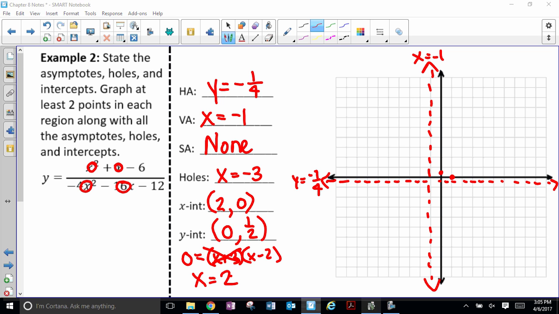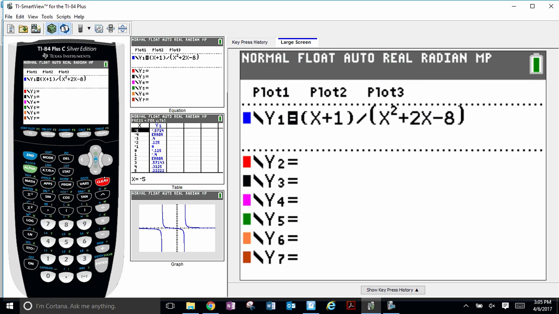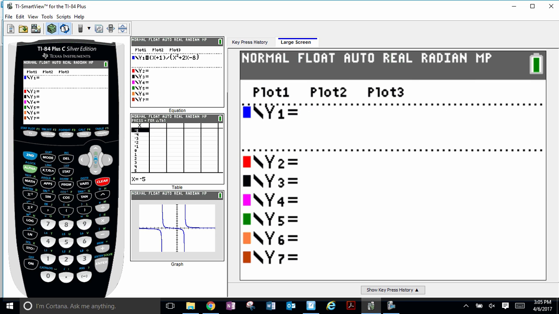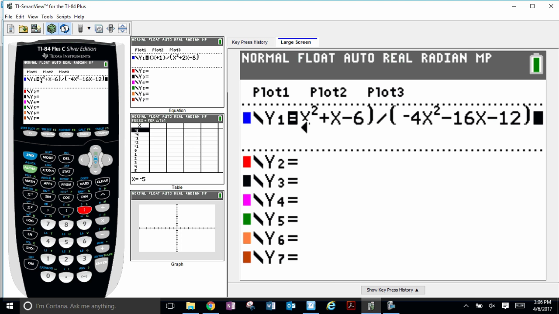Okay, let's go type this in our calculator and see what it looks like. So we can plot in our shape. So then, like I said, for the top, all of that needs to be in parentheses. x squared plus x minus 6 divided by, parentheses, negative 4x squared minus 16x minus 12. Graph.